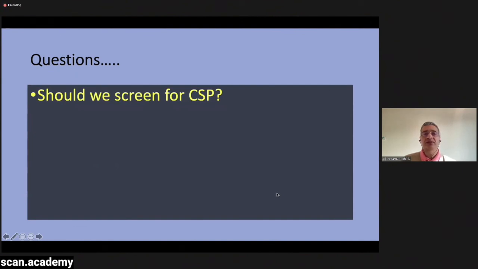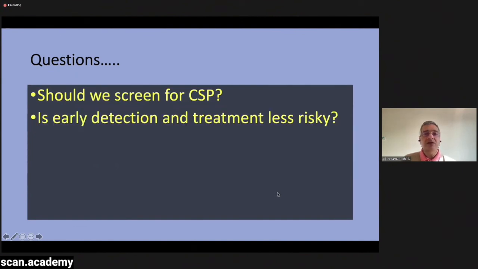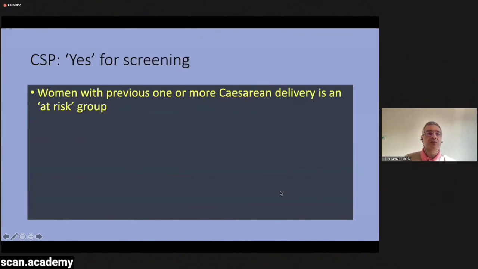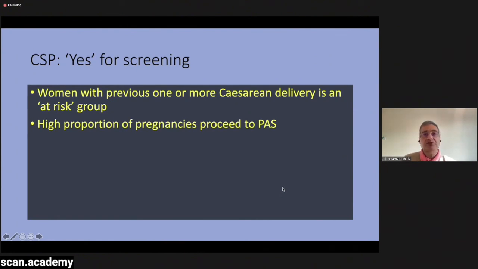Should we screen for cesarean scar pregnancy? Is early detection and treatment less risky? And should we screen for placenta accreta spectrum? So there are some arguments for screening. That's yes for screening. We know whom to screen. Women with previous 1 or more cesarean delivery is an at-risk group, and we know that they have a higher chance of developing a cesarean scar pregnancy. A high proportion of pregnancies with cesarean scar pregnancy will proceed to placenta accreta spectrum, and we know that.